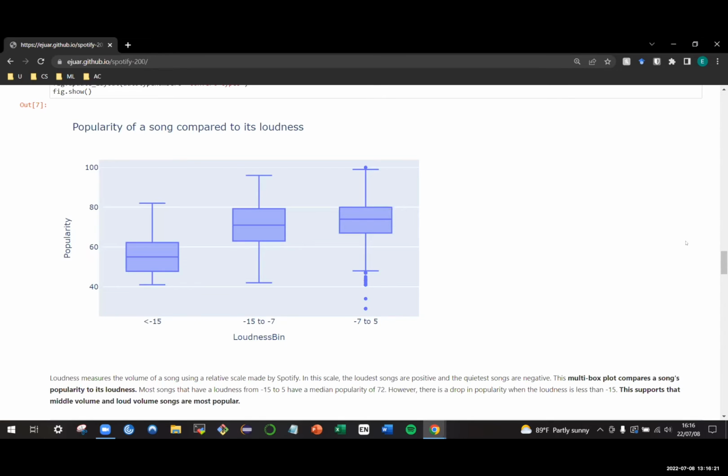Loudness measures the volume of a song using a relative scale made by Spotify. In this scale, the loudest songs are positive and the quietest songs are negative. This multi-box plot compares a song's popularity to its loudness. Most songs have a loudness from -15 to 5, and those have a median popularity of 72. However, there is a drop in popularity when the loudness is less than -15. This supports that the middle volume and loud volume songs are the most popular.